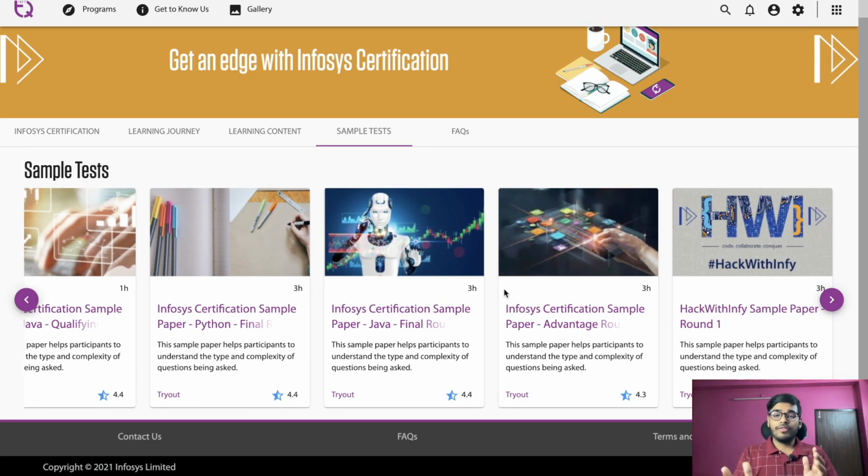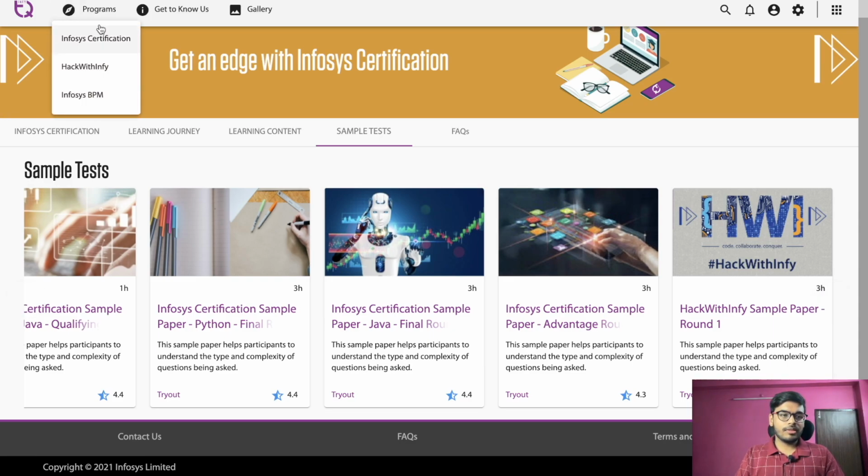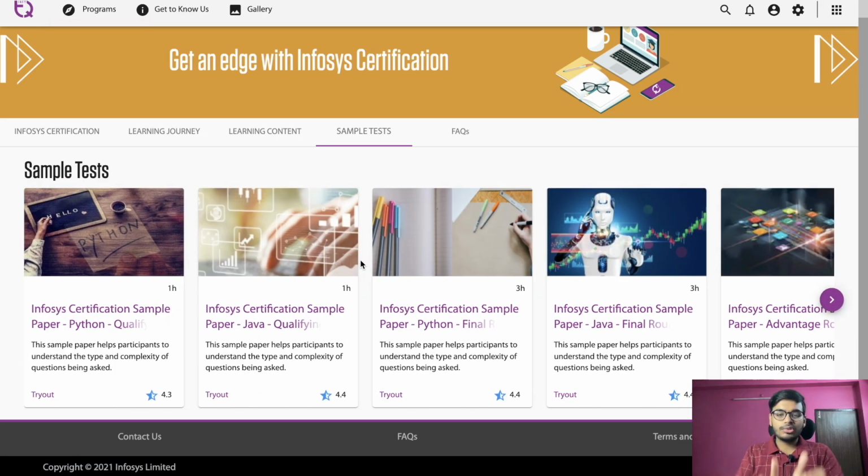One more thing, Hack with Infy registration has also started, so you can go and register yourself through this tab. The Hack with Infy option is there, you can go and register yourself, right? So the sample paper is there, you can solve from here as well.